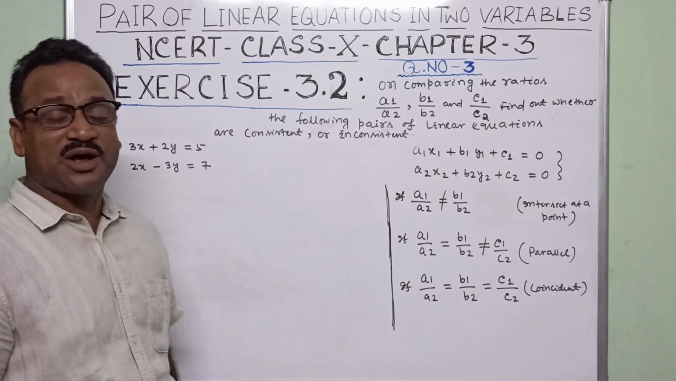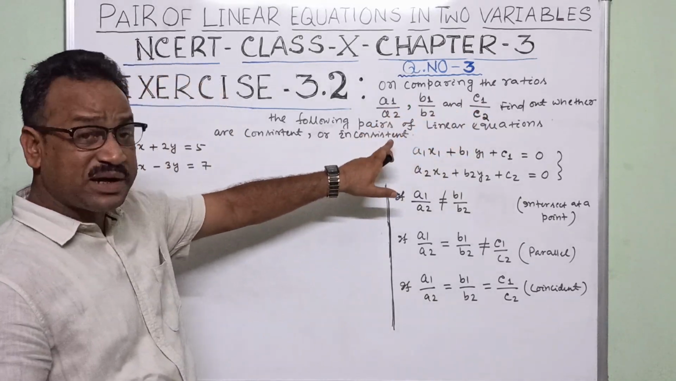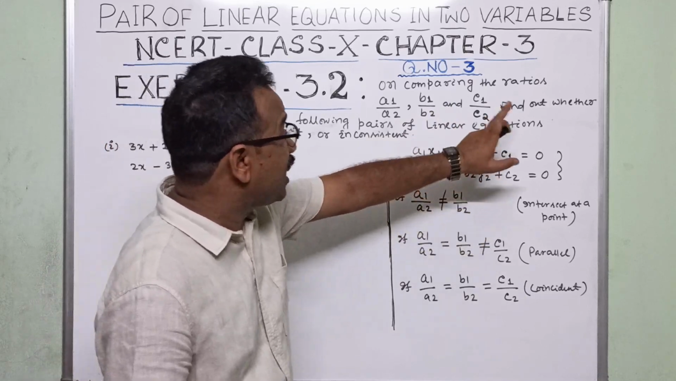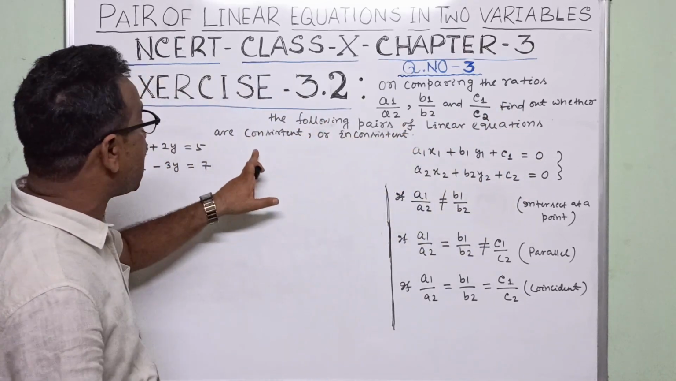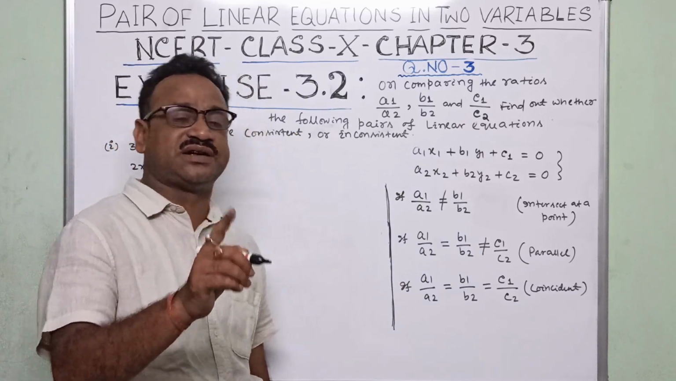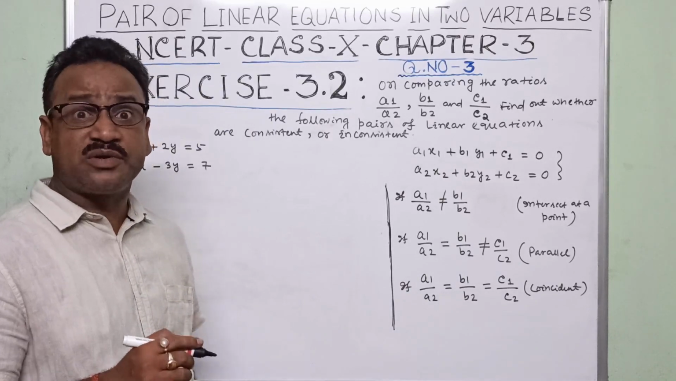Move on to question number 3. On comparing the ratios a1 by a2, b1 by b2 and c1 by c2, find out whether the following pair of linear equations are consistent or inconsistent. Okay, what is the general form of the pair of linear equations?